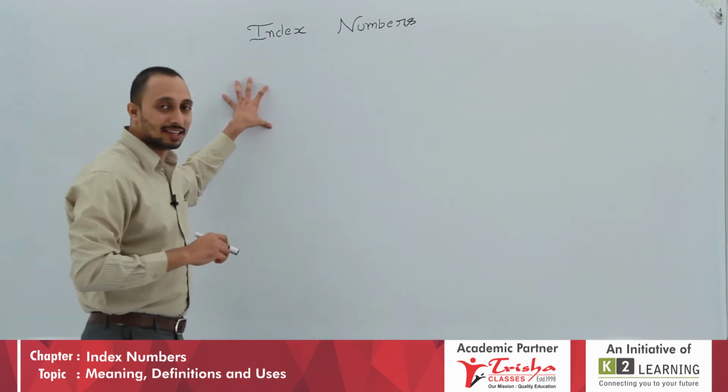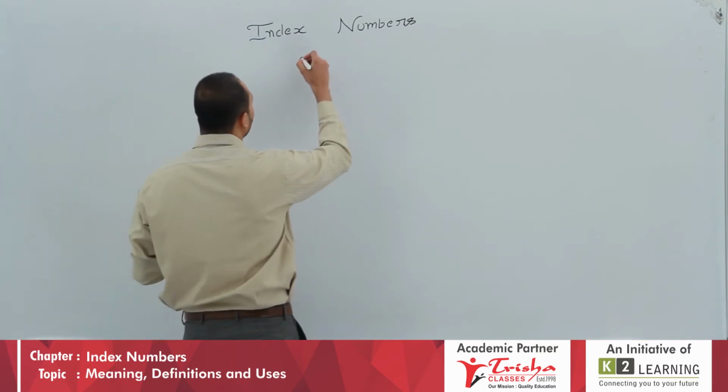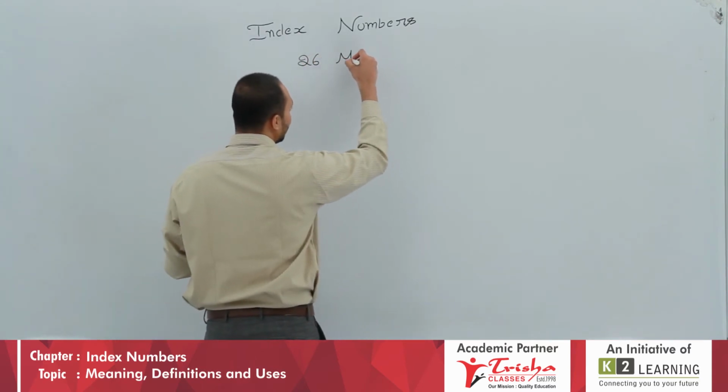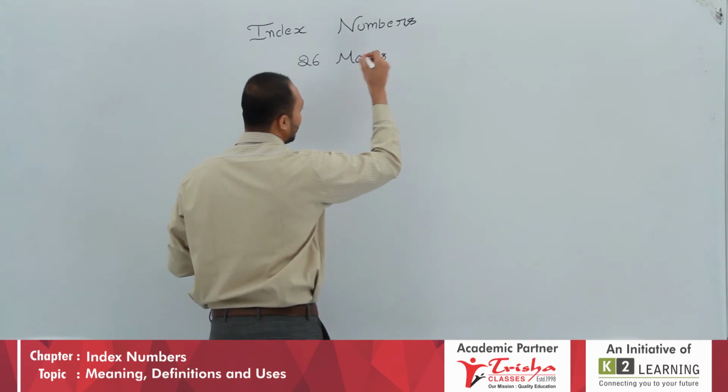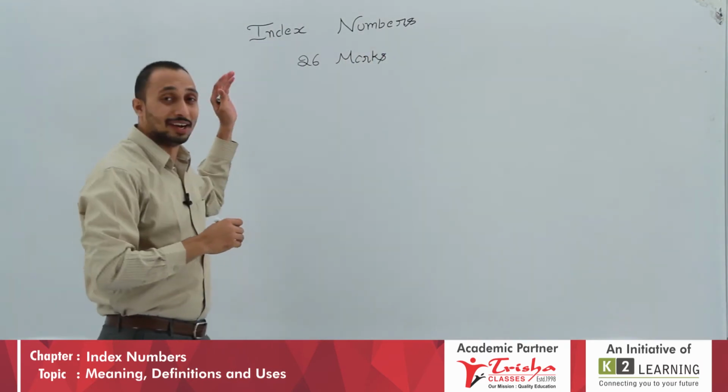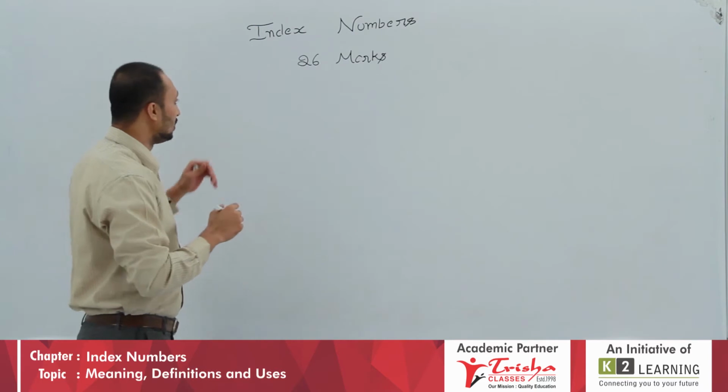The chapter index number covers 26 marks in your question paper. It covers 26 marks. So let's see how it has covered.